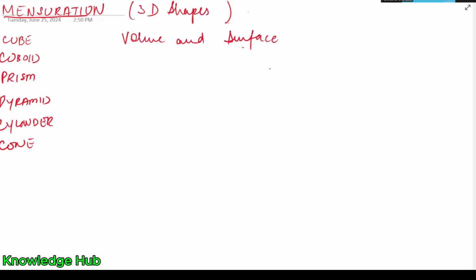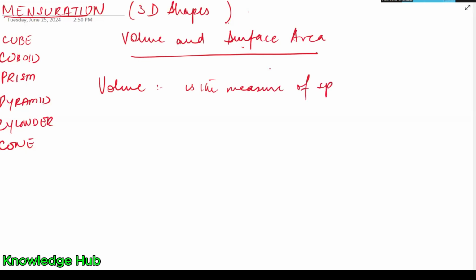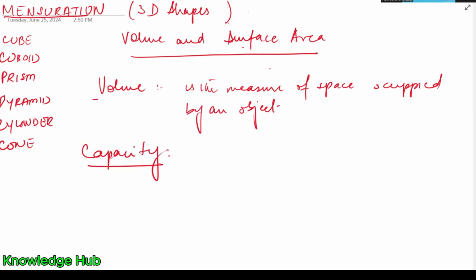We're going to deal with volume and surface area in mensuration of 3D shapes. So basically, what is volume? The volume of an object is the measure of how much space it occupies. Volume is the measure of space occupied by an object.